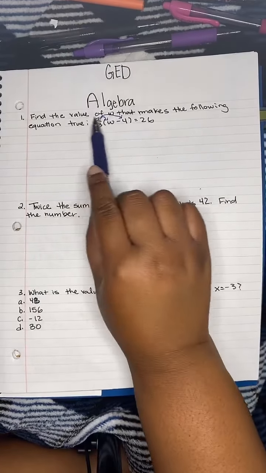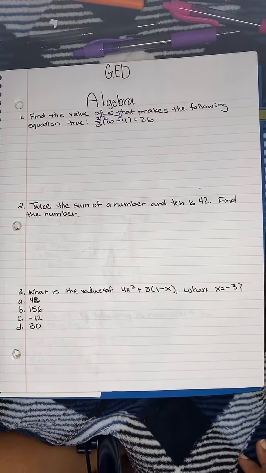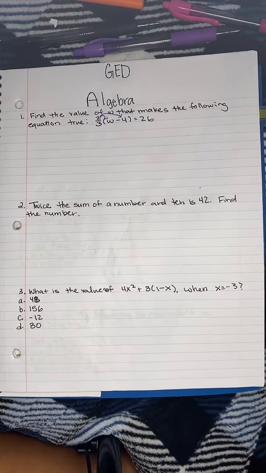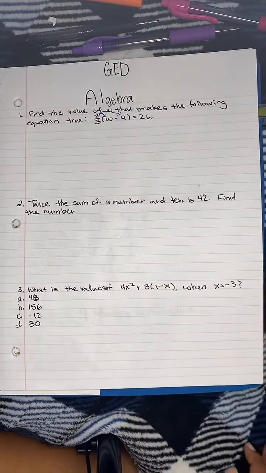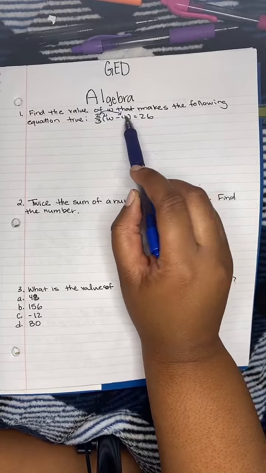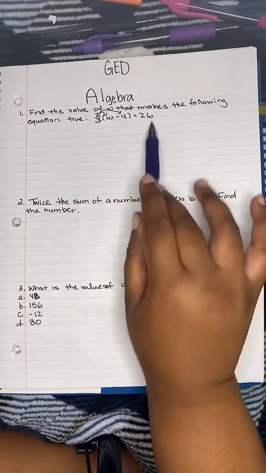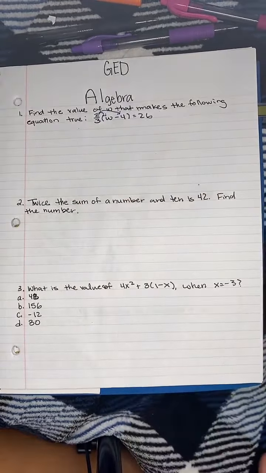So let's do number 1. It says, find the value of W that makes the following equation true. What do you guys want to do? We can distribute this, or we could do our flip thing, where we multiply by the flip. Are we going to distribute, or do you want to do the flip thing? What do you guys say?